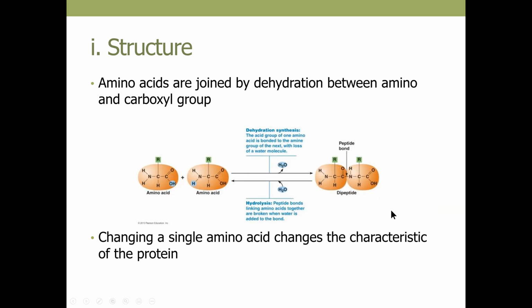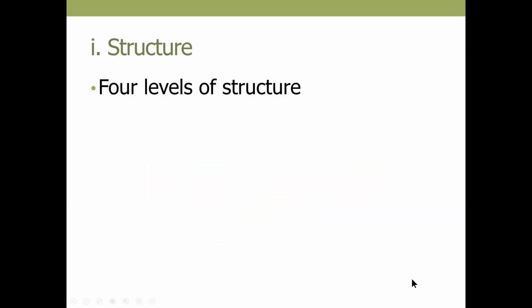Changing a single amino acid in a long amino acid linkage will probably result in changing the characteristic of the protein. We'll get into that in a little bit. Why? There are 4 levels of structure. I can envision this being a short answer question worth 5 or 10 points. So I can envision: define and demonstrate with words what the 4 levels of structure of a protein are.